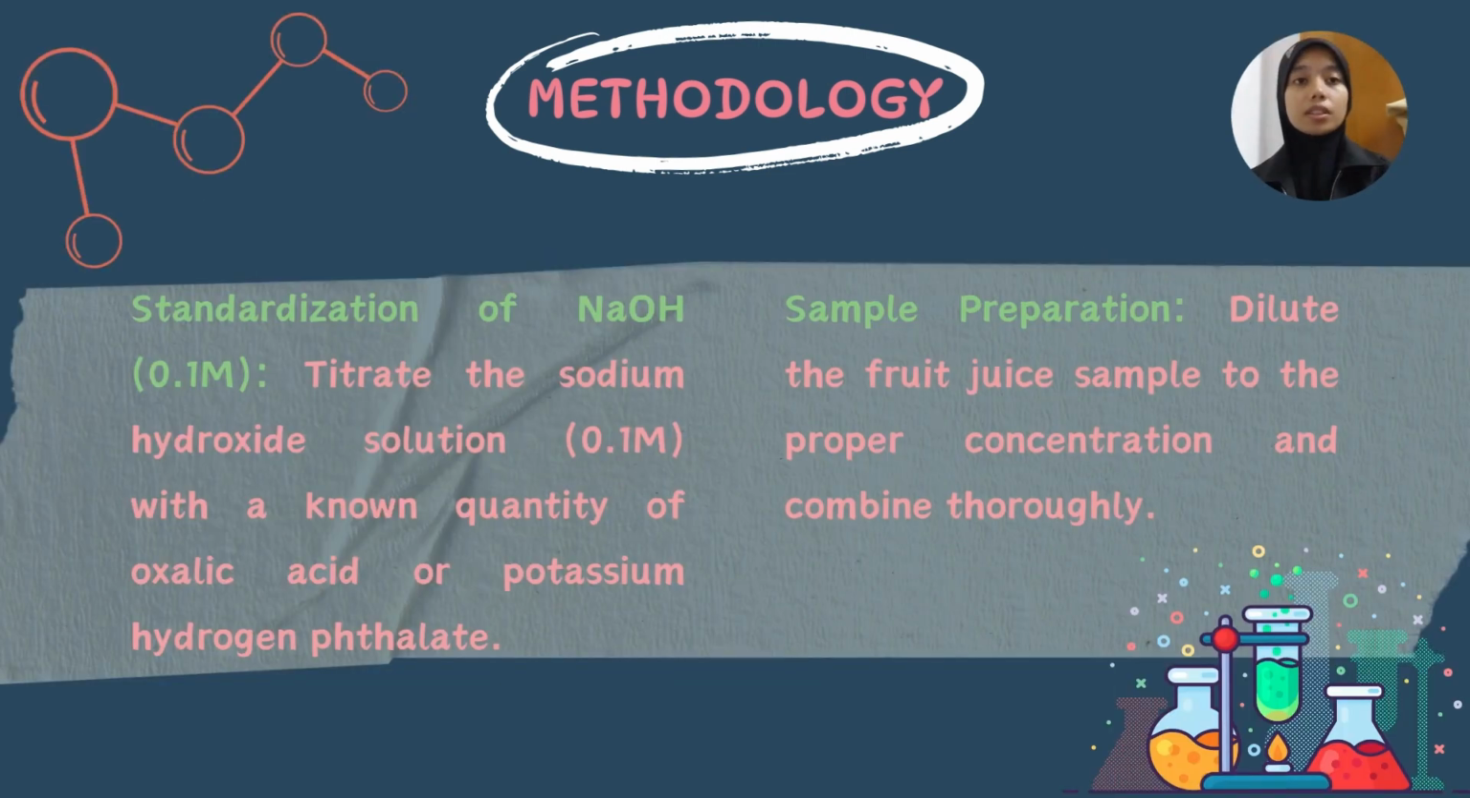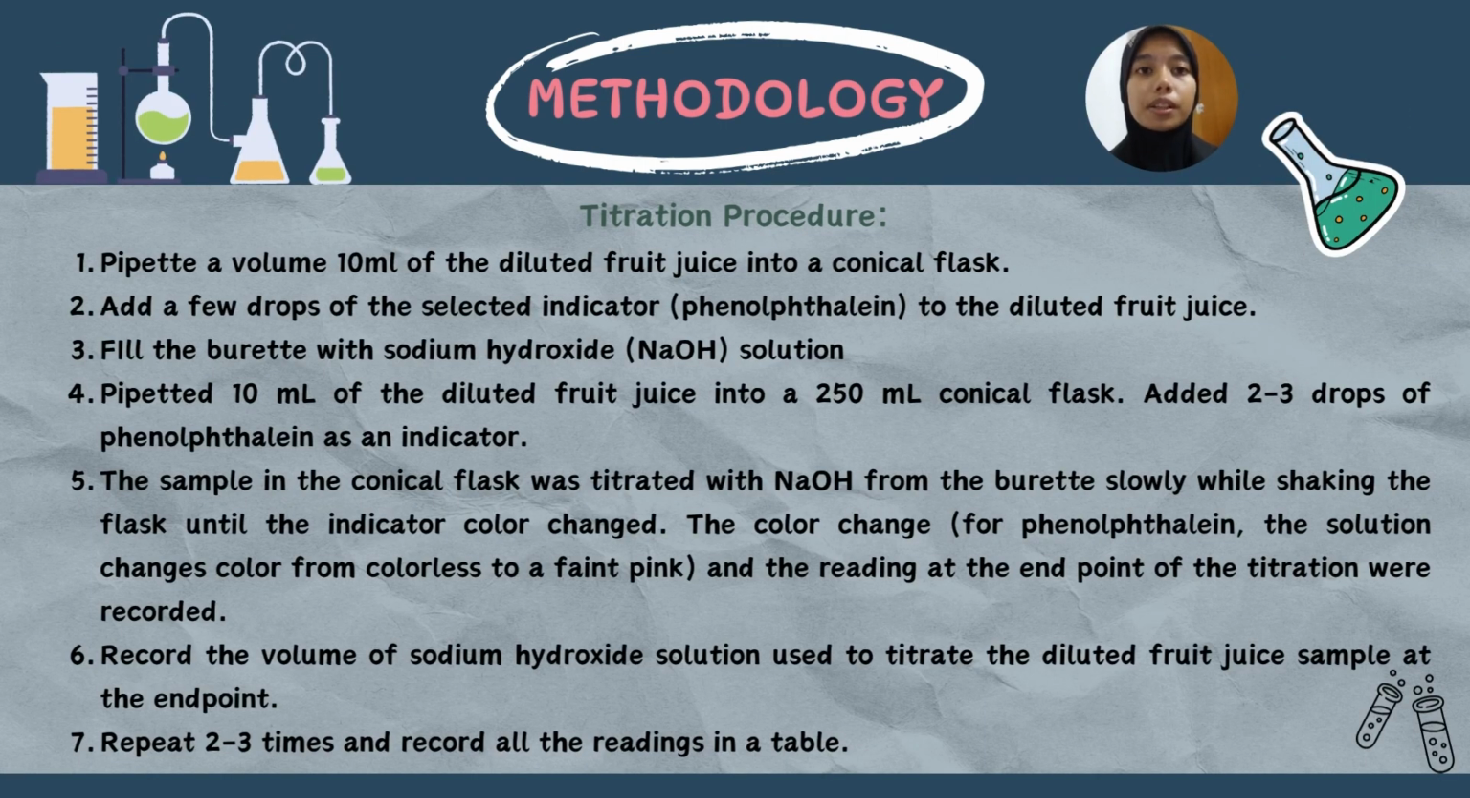Before we proceed with the titration procedure, we have to standardize the sodium hydroxide first, by titrating the sodium hydroxide solution against a known quantity of oxalic acid or potassium hydrogen phthalate. Afterward, we prepare the sample by diluting the fruit juice to the proper concentration and mixing it thoroughly. After we have standardized the sodium hydroxide solution and prepared the sample, we can proceed to the titration procedure itself.